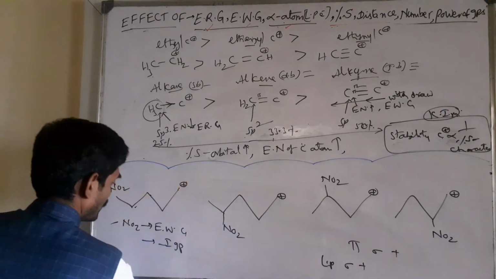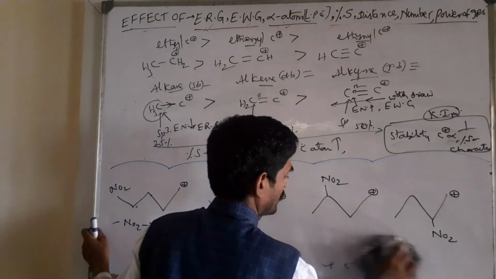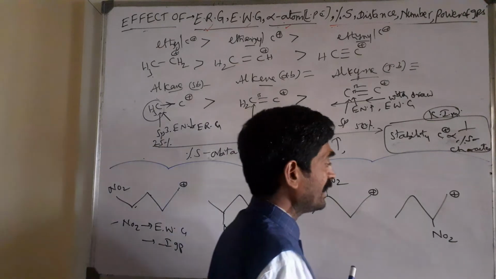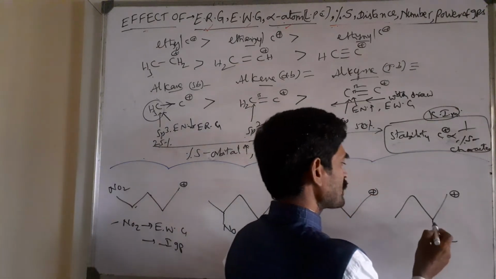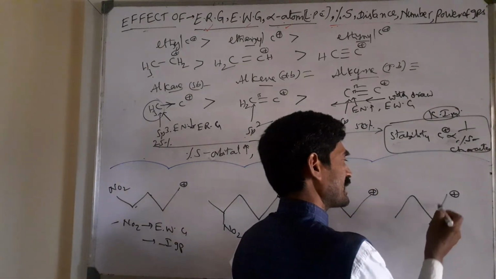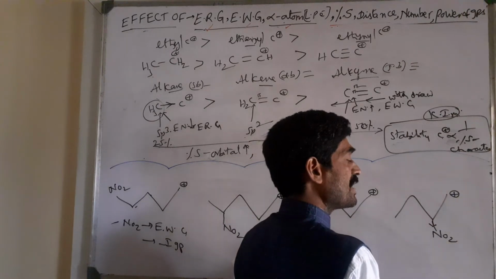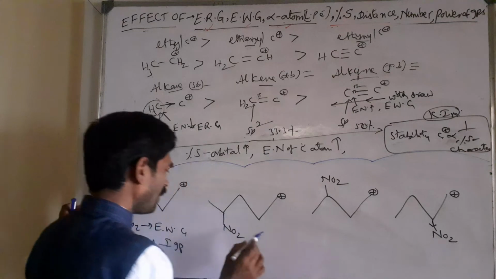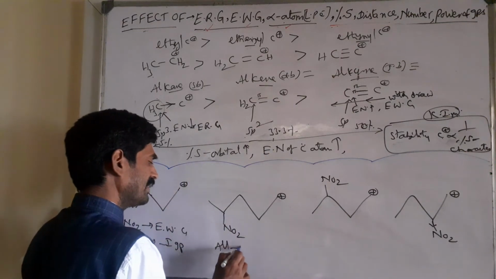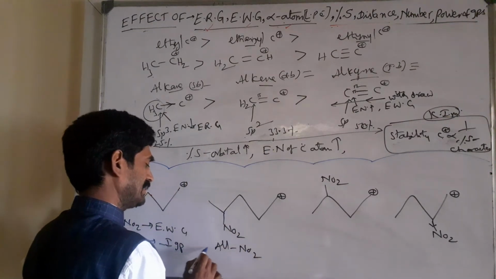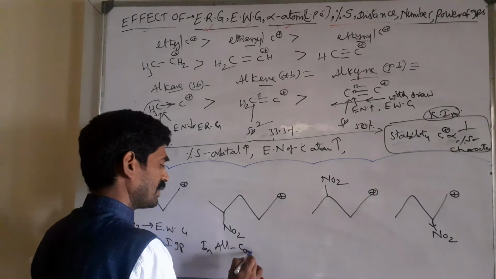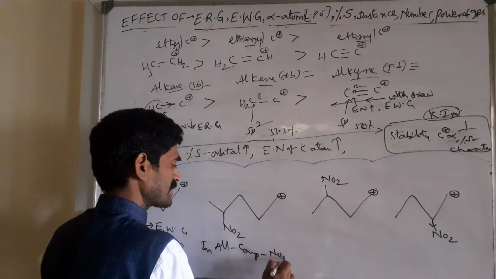So the effect we have to operate is the inductive effect, and according to the inductive effect it is a minus I group. So this is withdrawing in nature. It is withdrawing electrons from this, so that's why it is going to be more unstable. And the NO2 group is present in all the given compounds; it is common.